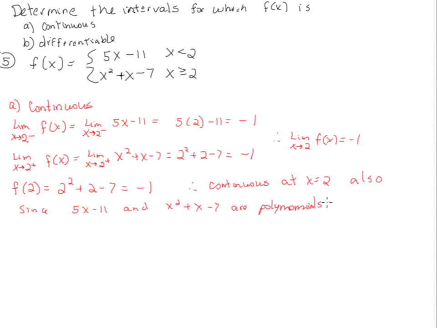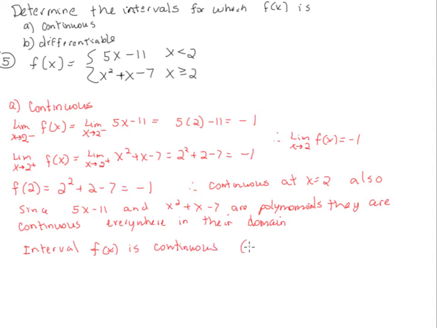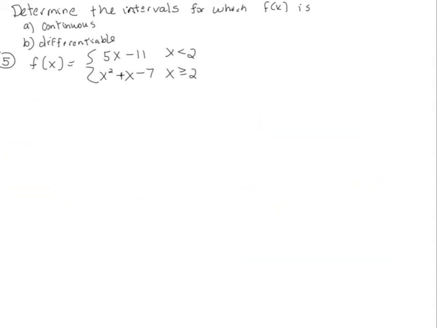I also know that because the top function is linear and the bottom function is quadratic, both of those functions are continuous everywhere over their domain. So this function must be continuous from negative infinity to infinity. For part B, we were asked to find the intervals in which this function f of x is differentiable. We know that the top function is linear and the bottom function is quadratic, so those are continuous everywhere, and there are no sharp corners, cusps, or vertical tangent lines in those two graphs.